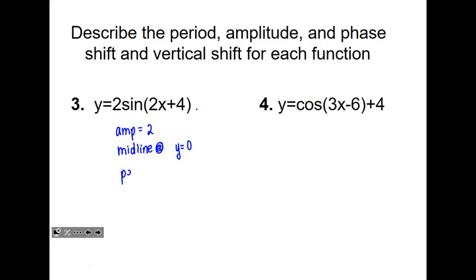Jenna, what about the period? 2 pi over 2. Very good. We're taking 2 pi and we divide by this number right here, because that is our horizontal stretch. So that is going to give us a period of pi. And then, Dylan, what about our phase shift?